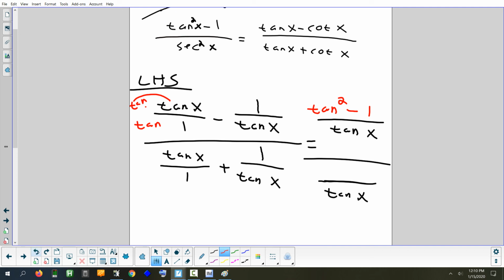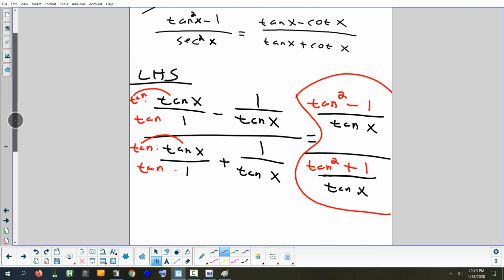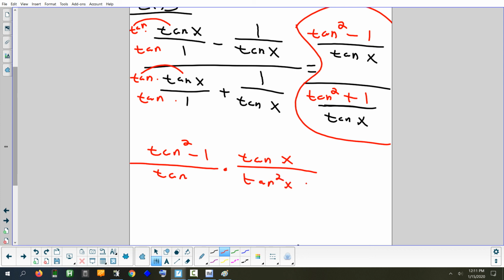Okay, bottom. Common denominator, multiply by tangent, multiply by tangent. That gives you tangent times tangent, which is tangent squared. And the plus 1 we can just put because the 1 already had a denominator of tangent. Okay, so now let's rewrite this part. Instead of having a fraction over a fraction, let's write it as multiplied by the reciprocal. So tangent squared minus 1 over tangent times tangent over tangent squared plus 1. Put my x's in there.